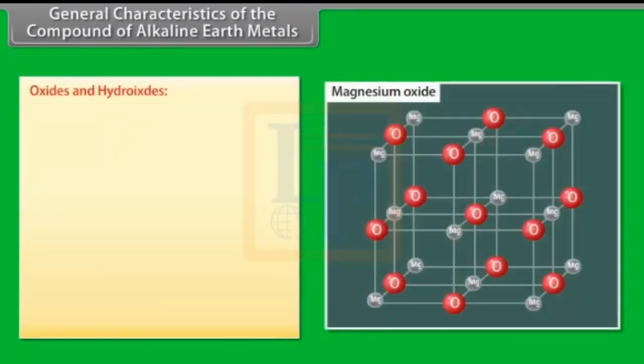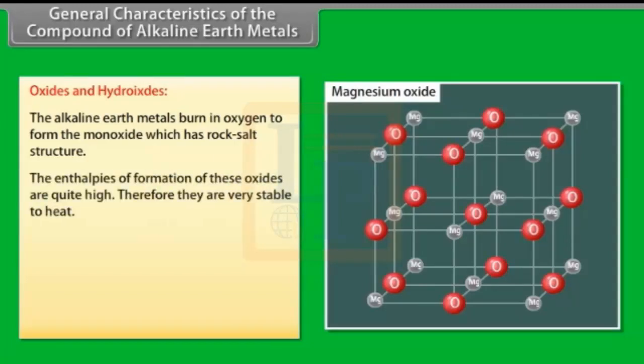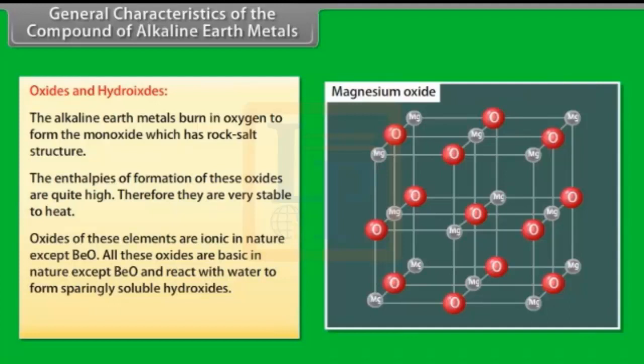General characteristics of the compounds of alkaline earth metals. Oxides and hydroxides. The alkaline earth metals burn in oxygen to form the monoxides, which have a rock salt structure. The enthalpies of formation of these oxides are quite high. Therefore, they are very stable to heat. Oxides of these elements are ionic in nature, except BeO. All these oxides are basic in nature, except BeO, and react with water to form sparingly soluble hydroxides.